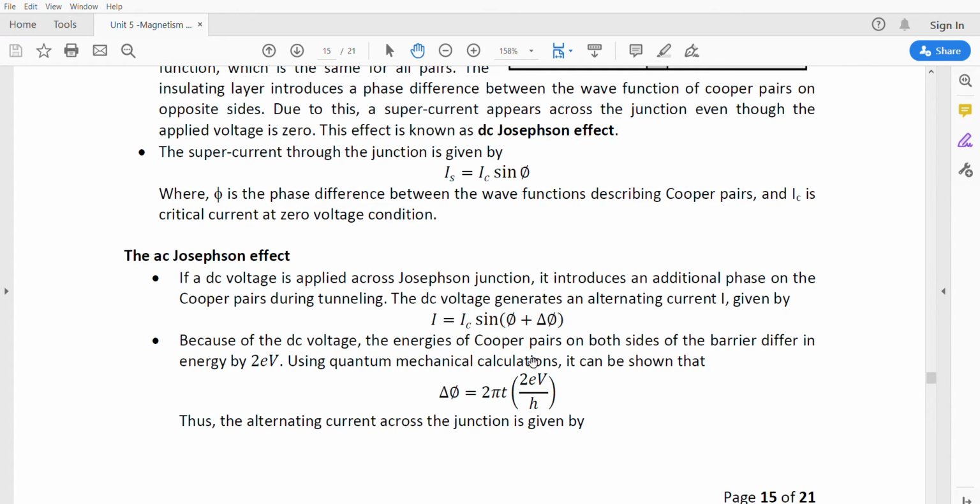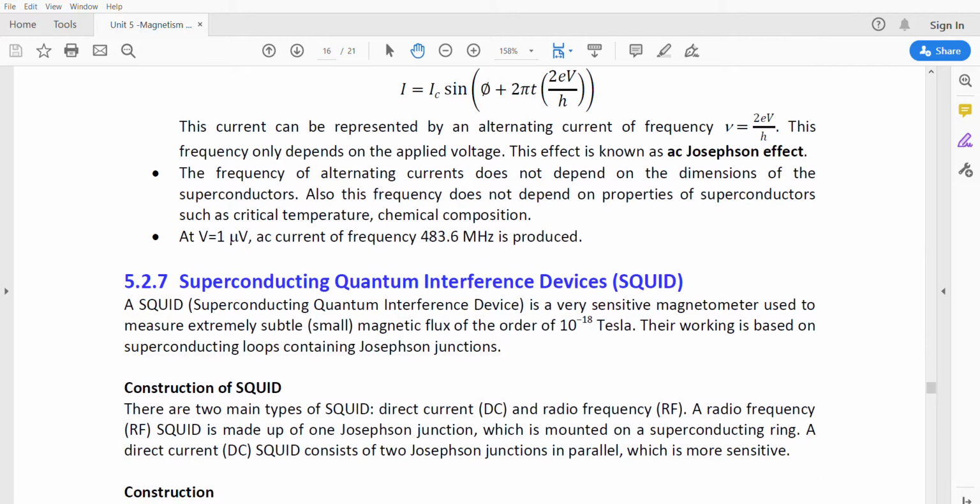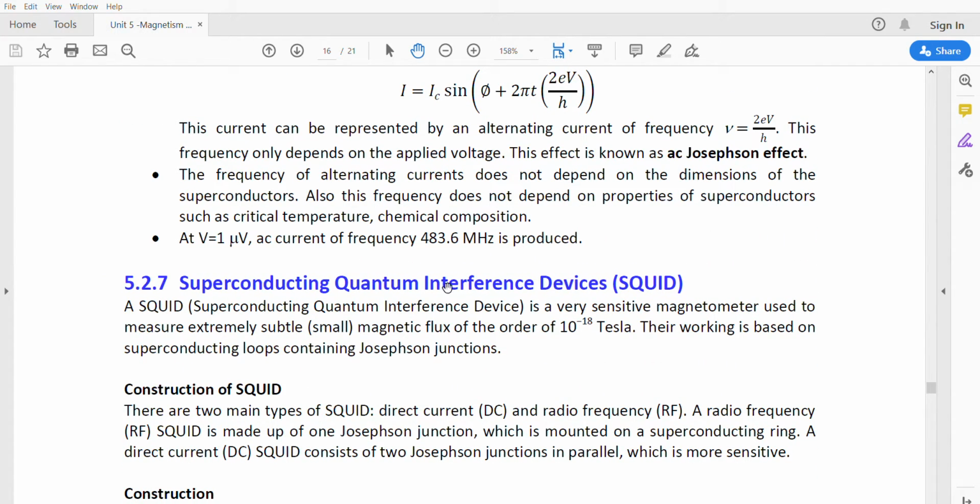Using quantum mechanical calculations and that principle, delta phi can be calculated using this formula. There is no particular derivation needed; we can easily remember it like this: the change in the phase difference by the addition of the applied voltage, delta phi, is equal to 2 pi times 2eV upon h. Thus the alternating current across the junction is given by this. When this additional phase difference is produced, the current flows in the form of cycles. That alternating current is produced and can be measured using this formula.